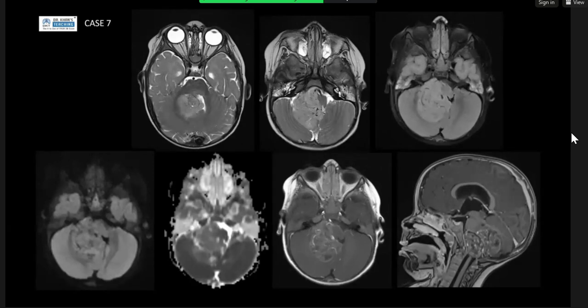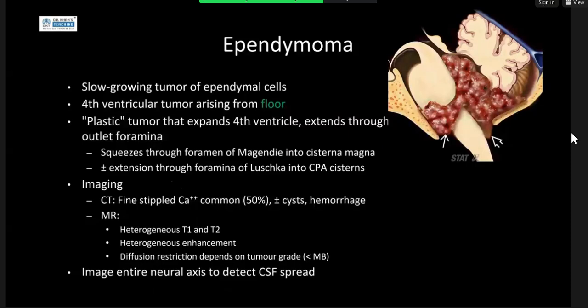That's right, well done. So that's the other one in the same region, but as the candidate has said, it's a lot more plastic. It goes around through your foramen of Magendie into your cisterna magna, and the other route is through Luschka into your CPA angles. Versus medulloblastoma, it comes from the floor, while the other one comes from the roof.